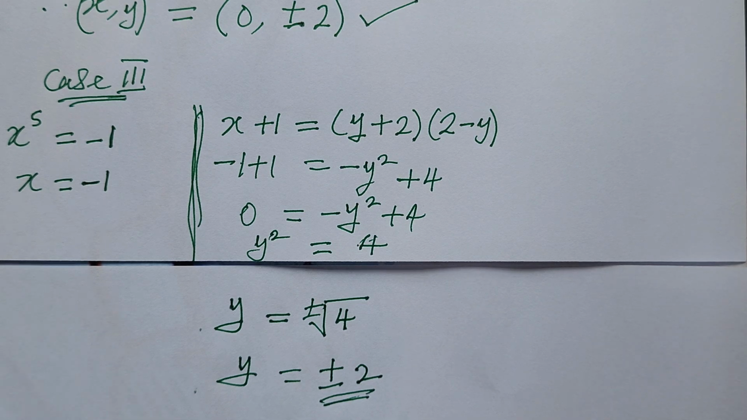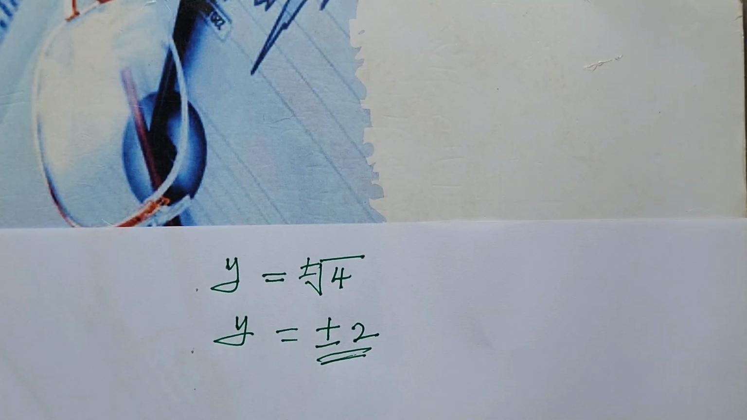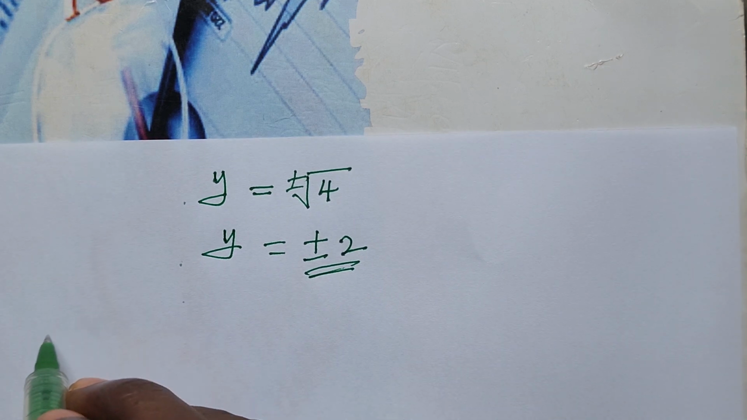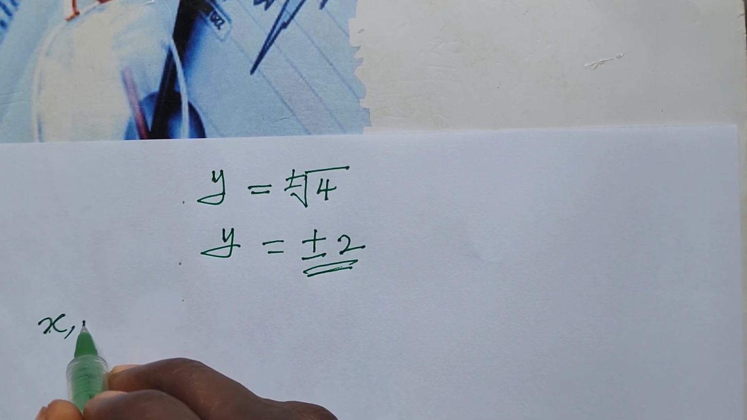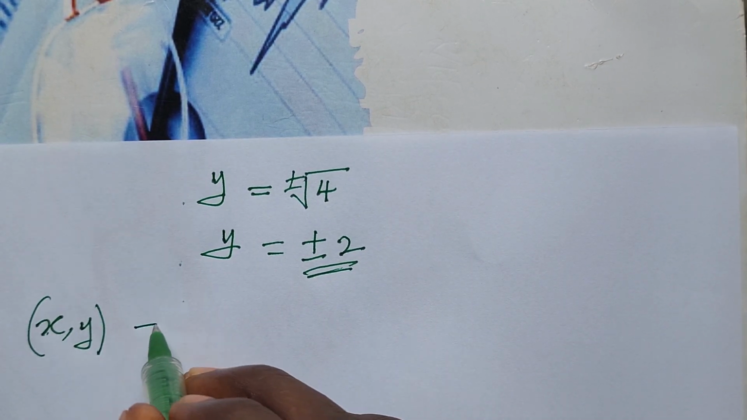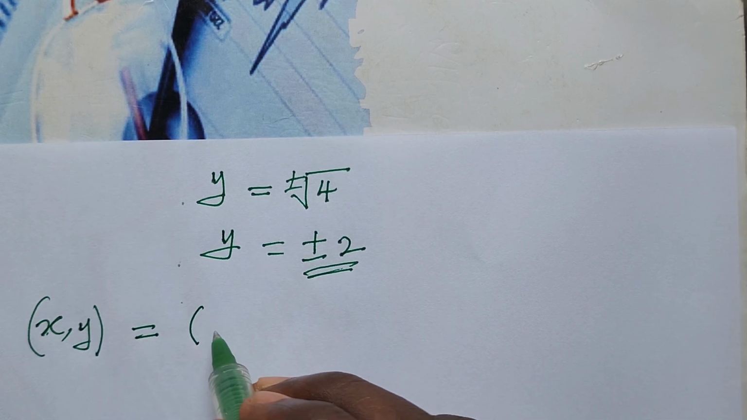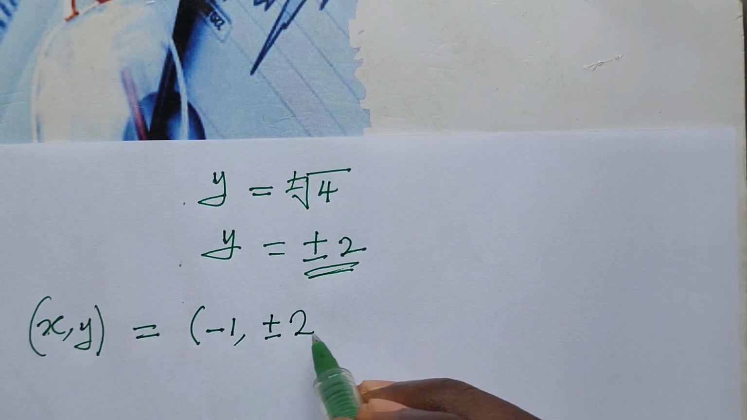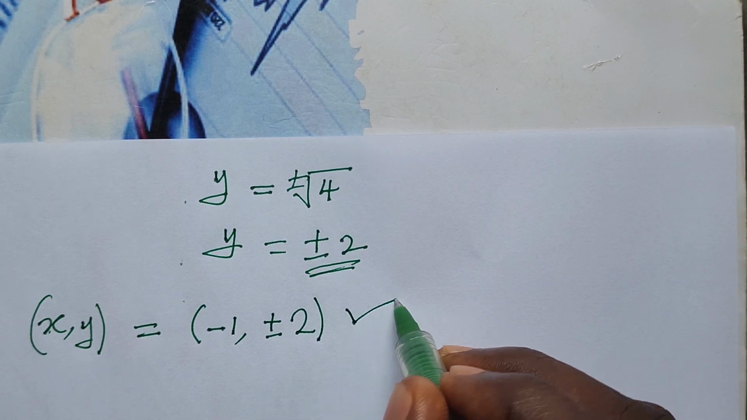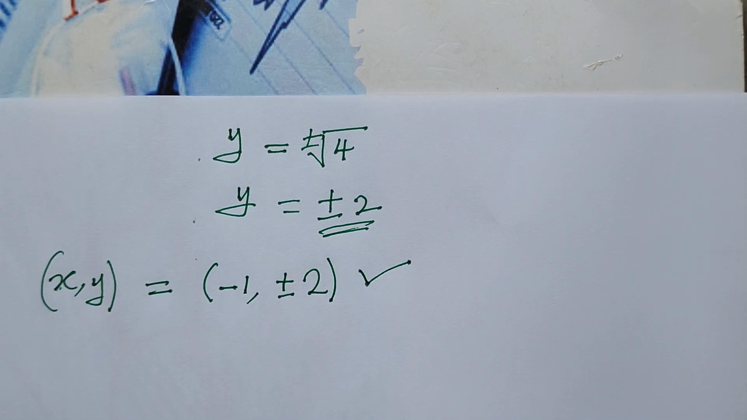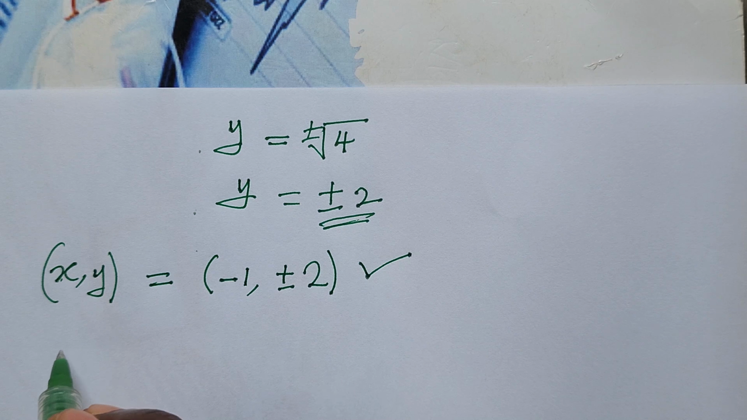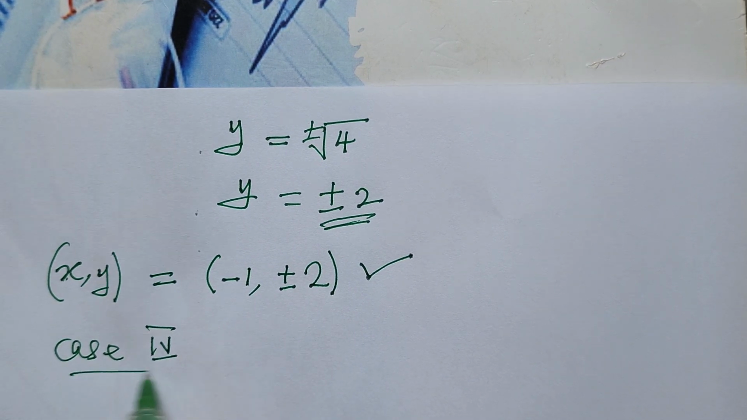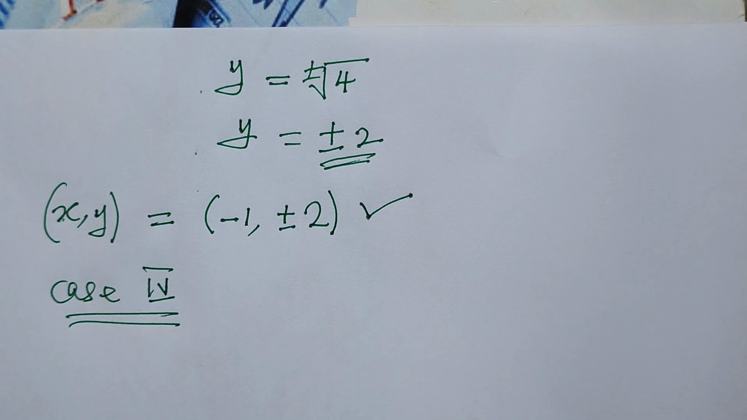So what are the pairs of solution to our case 3 so far? We're going to have x comma y be equal to (minus 1, plus or minus 2). Again, this is an integer solution, so this is also accepted. So let's look at case 4. Let's also see if case 4 will give us something good here.